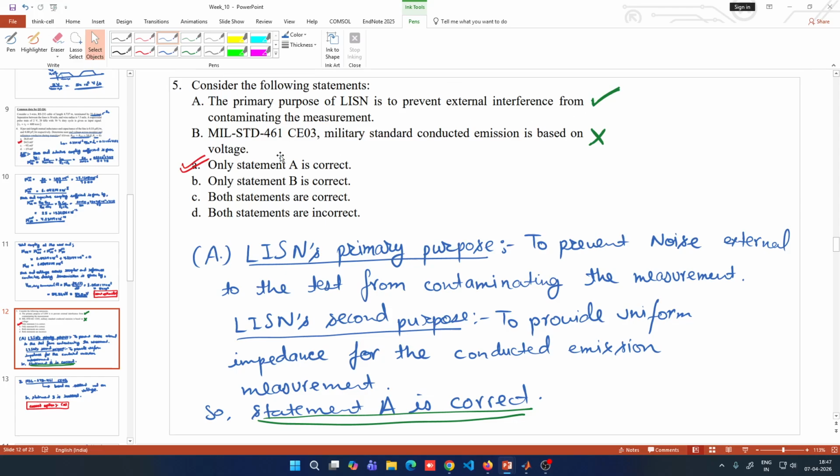So only statement A is correct, because we have seen in the lectures that all the other CE and American standards and European standards for Class A and Class B devices are based on voltage, but this military conducted emission standard is based on current instead of voltage. So the correct option is option A. Only statement A is correct.